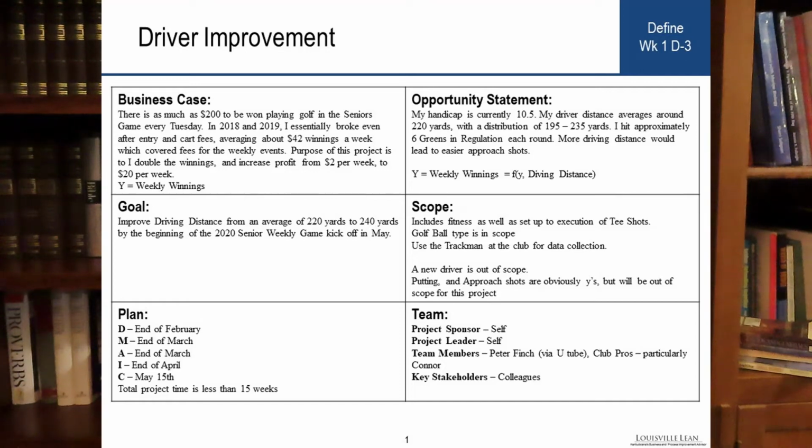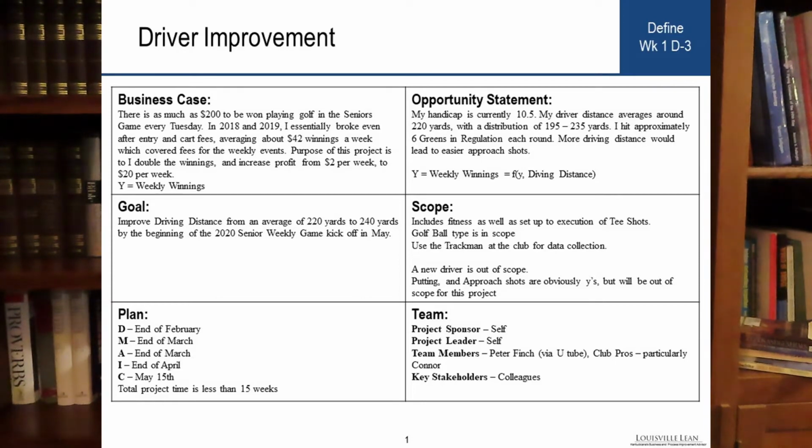with TrackMan to chart it. And then by May 15th, about the second week of the league, I want to see some improvement and control that improvement. So the total project time is actually less than 15 weeks. My sponsor is me. I'm the project leader. And my team members vicariously, Peter Finch will be via YouTube. And then obviously our club pros, particularly Connor, who sets me up almost every Tuesday when I go in to swing the golf club. And the key stakeholders are going to be my colleagues.